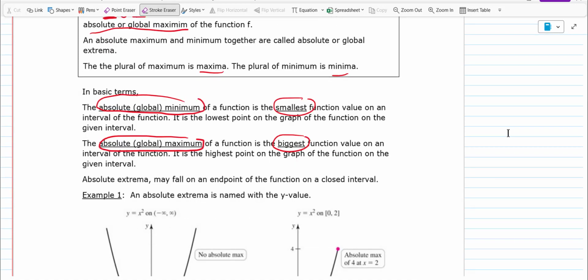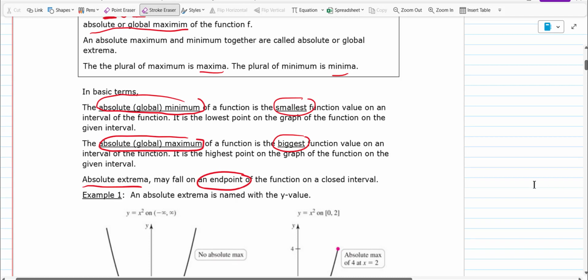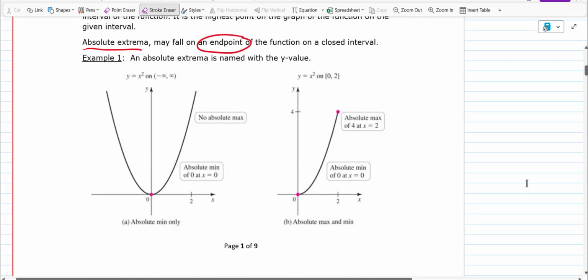One thing that's pretty important: if you have an absolute extrema, it can be at an endpoint. When you have a local minimum or maximum, that can't be at an endpoint. So this could be an endpoint when you have that. All right, I'm going to go through this first example, and we'll look at what it looks like on a graph.